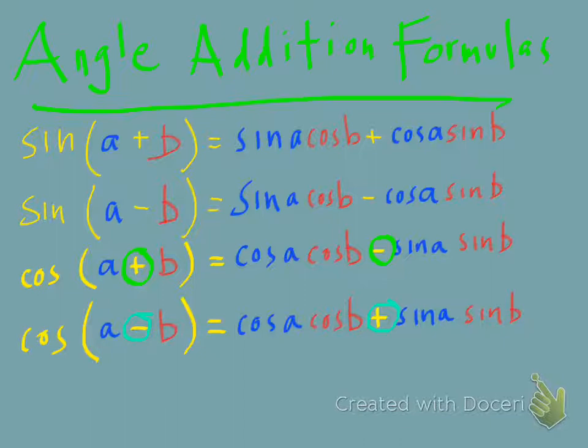Okay? So that's it for sine and cosine. We did talk about kind of a fun little way to memorize these formulas, but that's going to be up to you. Sine, cosine, cosine, sine. Cosine, cosine, sine, sine. It's kind of nice. Let's move on to tangent.